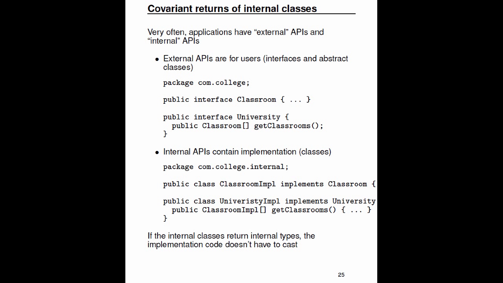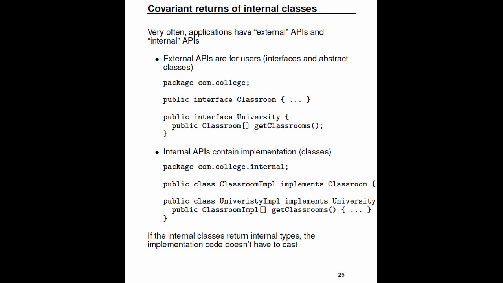Those are all interfaces, right? What we want to expose are very abstract things like interfaces. The internal APIs will contain the implementation of those interfaces, the classes that implement those interfaces. And so you have a ClassroomImpl, and then you'd have a UniversityImpl. Well, because of covariant returns, your getClassrooms method of UniversityImpl can return ClassroomsImpl. And this actually comes in really handy.